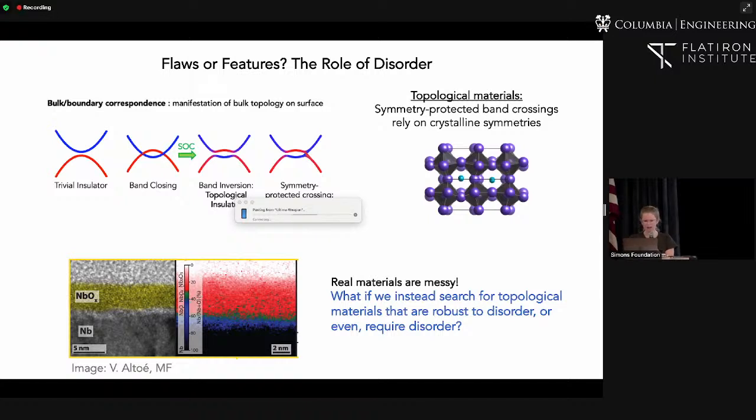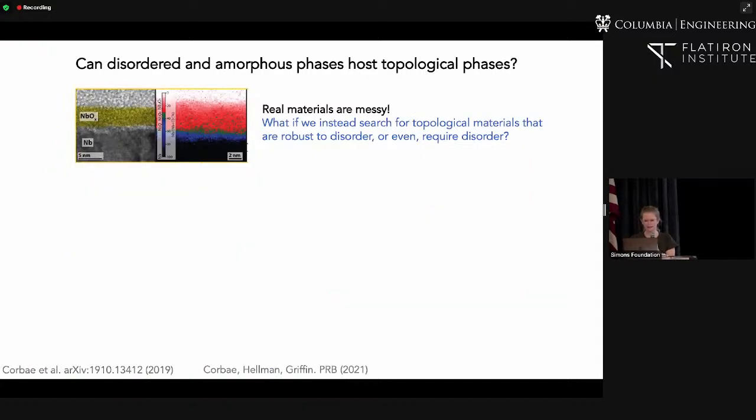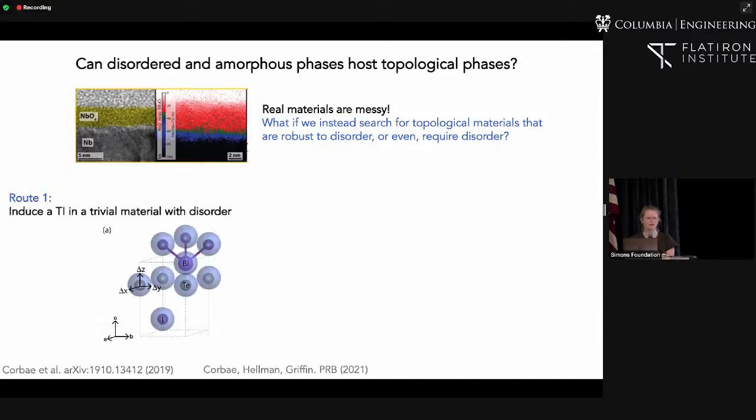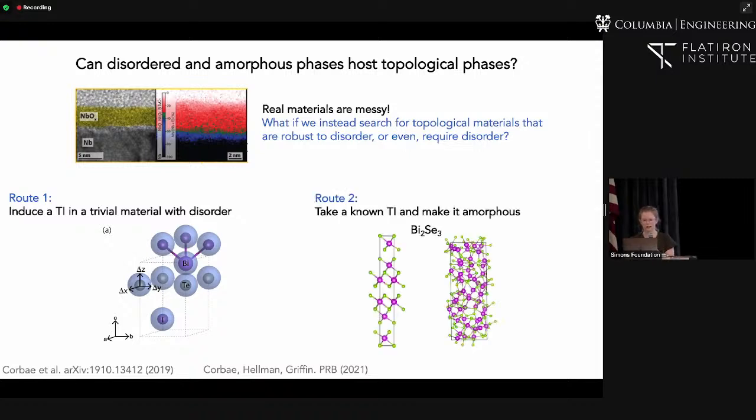Okay, so the question then is, how do we even start thinking about topology in amorphous materials? I'm going to tell you two quick stories. The first is just looking at disorder. Can we induce a non-trivial topological phase in a trivial one by using atomic disorder? That's our first step towards understanding what amorphous is. Then I will go on to tell you what happens if we take a known topological material, bismuth selenide, and make it amorphous and see what happens.